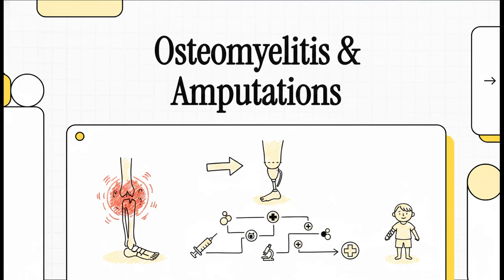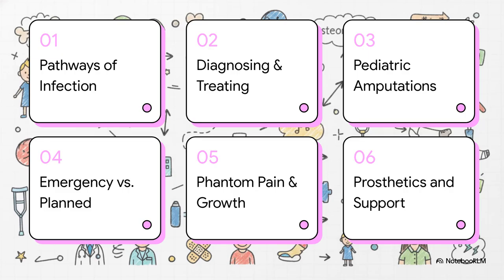Today, we're basically turning this into a giant whiteboard session to map out some incredibly complex, but honestly fascinating clinical pathways in pediatric care. We're going to focus our lens entirely on pediatric bone infections, and then we'll dive into the evolving realities of limb loss and amputation in kids. Okay, let's dive into this.